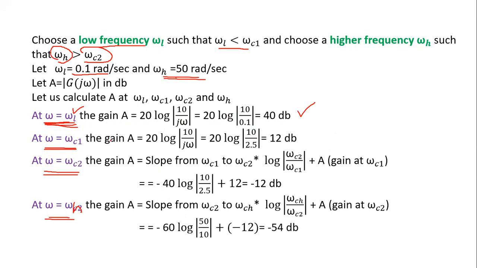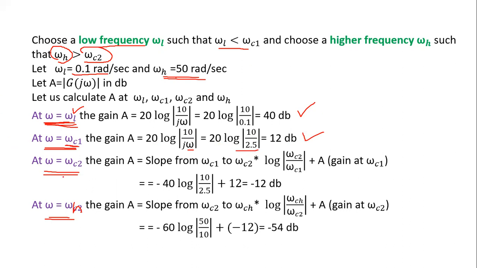Next, when omega is equal to omega C1, again A is equal to 20 log of the first term in the table. The first term is 10 by j omega, so we consider the magnitude of 10 by j omega, and here we substitute the omega C1 value. Omega C1 is 2.5. If we substitute 20 log of 10 by 2.5, we get 12 decibels. Gain at omega C1 is 12 decibels.